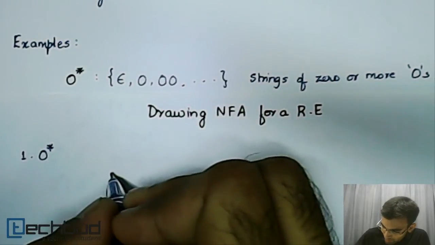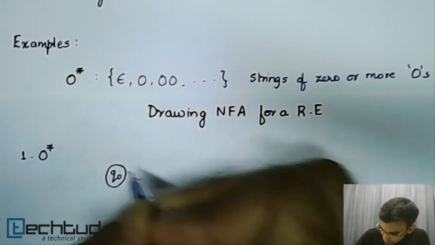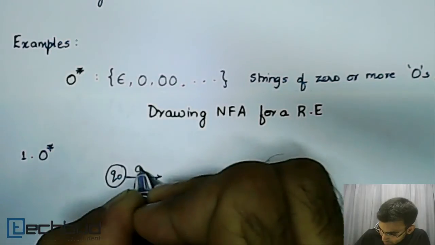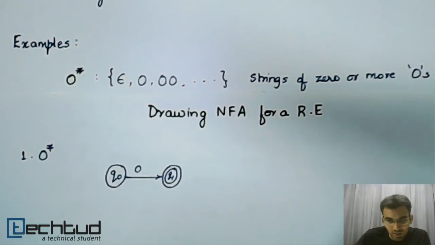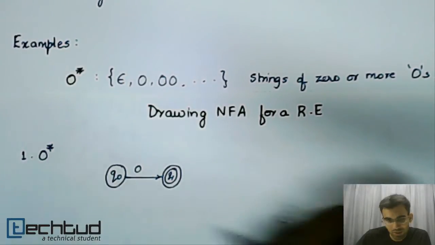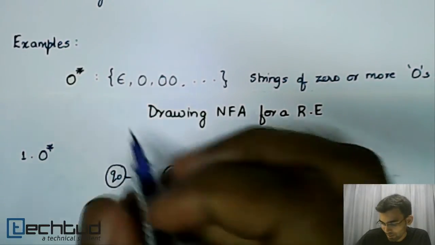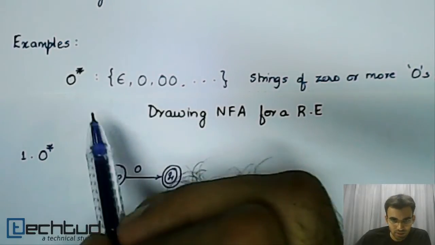So we have a start state and we have a single final state, right? And this accepts the string which has a single 0. Now we look at 0 star.